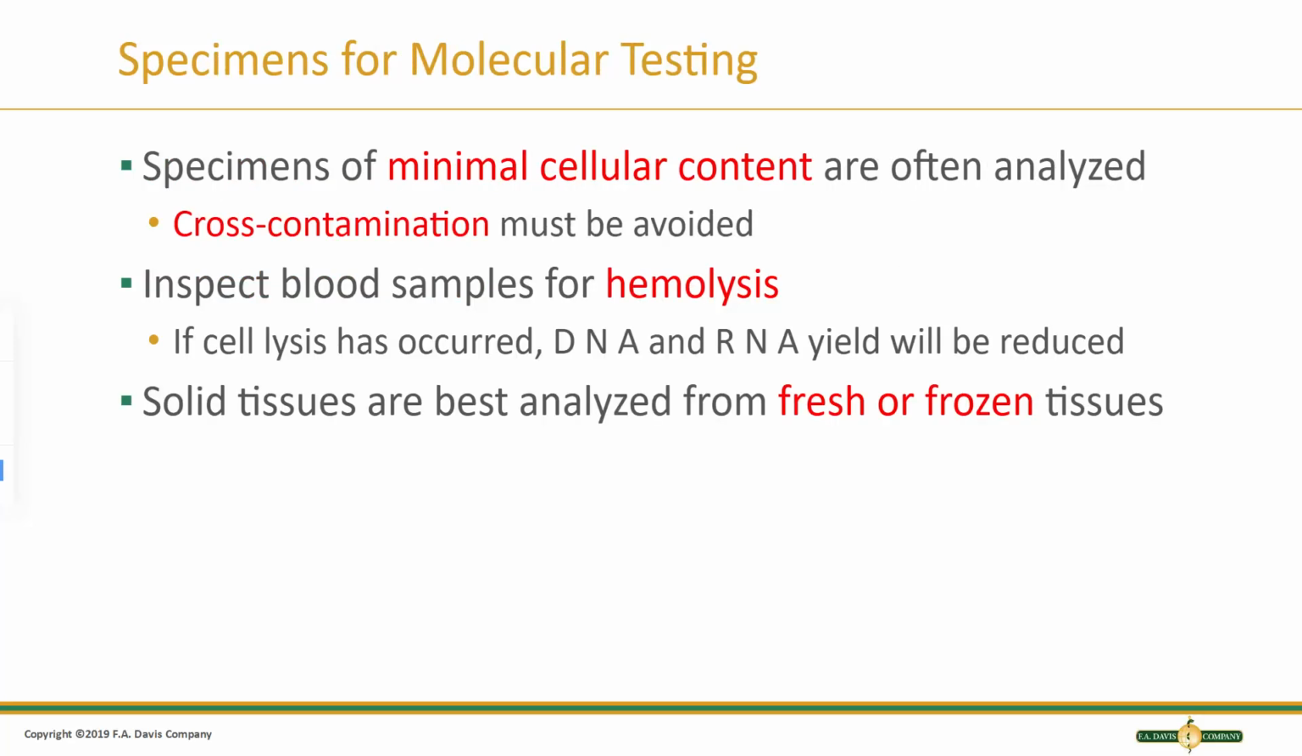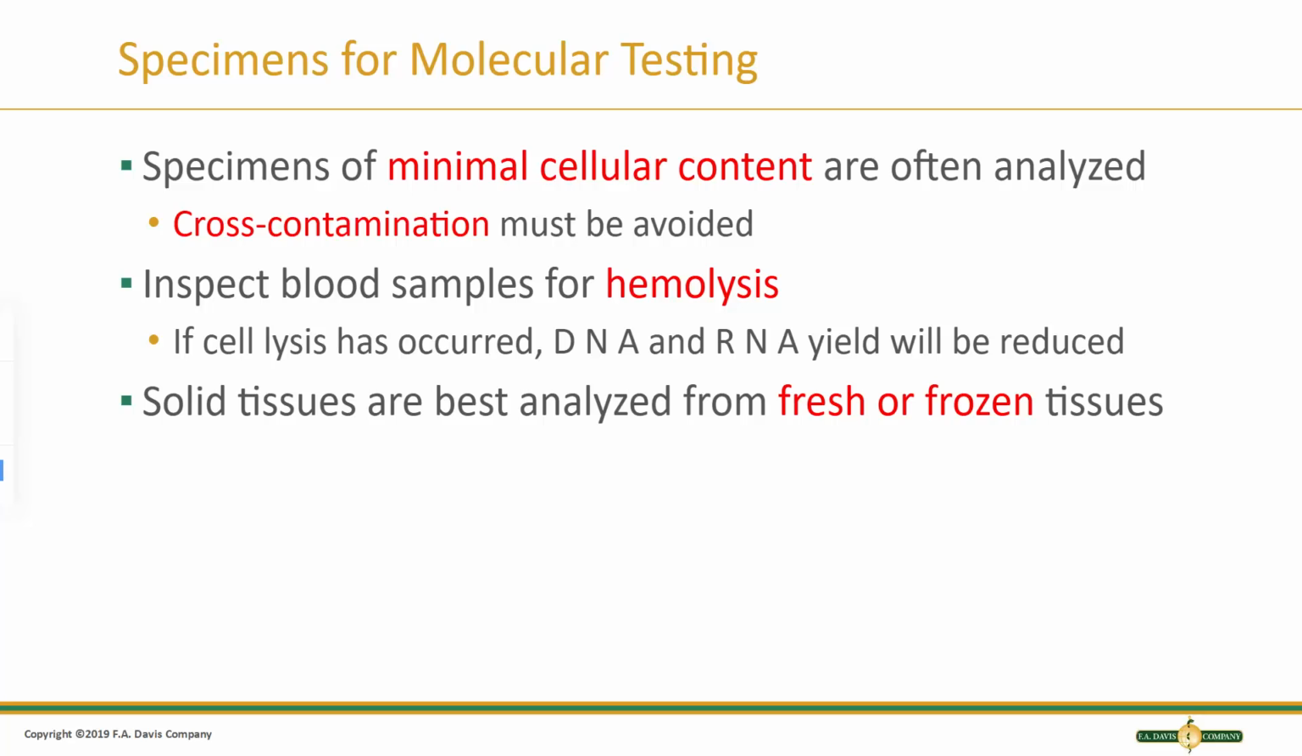Specimens of minimal cellular content are often analyzed. Cross-contamination must be avoided. Inspect blood samples for hemolysis. If cell lysis has occurred, DNA and RNA yield will be reduced. Why is that? Well, as soon as you burst open a cell, the DNA and RNA are free to go wherever. And there's a lot of enzymes inside of the bloodstream, inside of different fluids, that are designed to digest and break apart DNA and RNA. So if we have these enzymes, like RNase or DNase present, then our DNA and RNA concentration is going to go down because it's all going to be digested away.